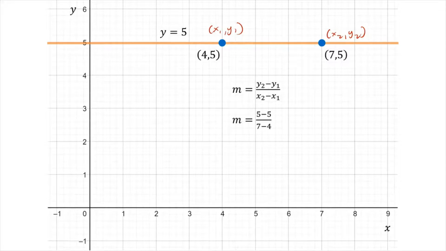We have y2, which is 5, minus y1, which is 5 also, and then divided by x2, which is 7, minus x1, which is 4. So the slope in this case is equal to 0. 5 minus 5 is 0, divided by 3, so that's 0. So this is always the case for all horizontal lines.